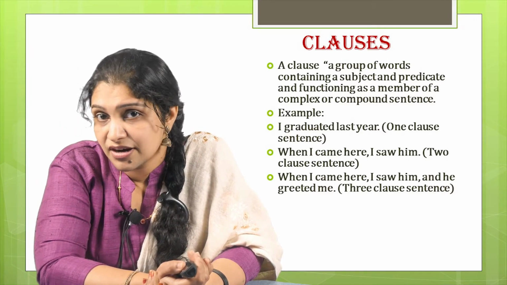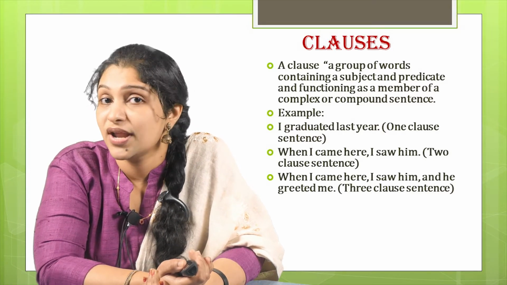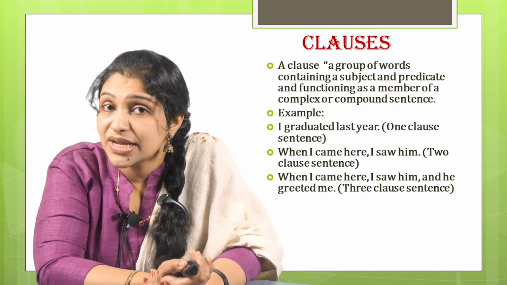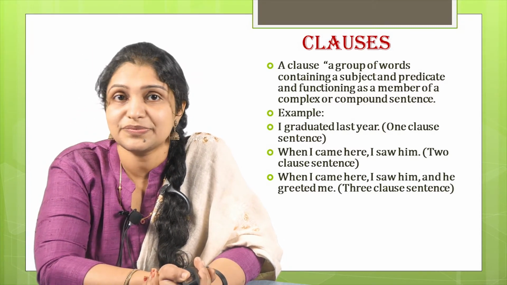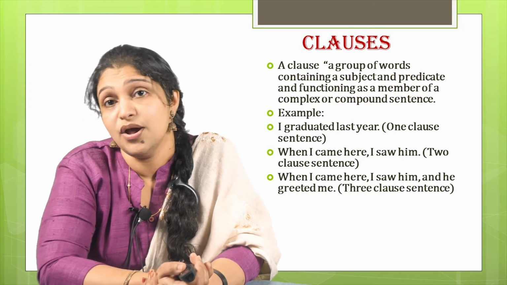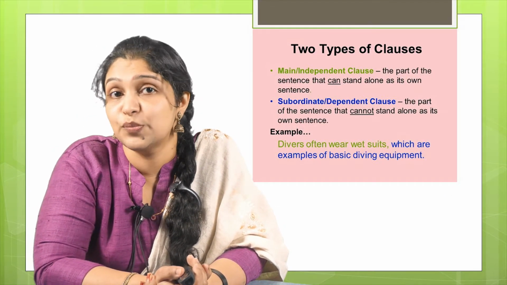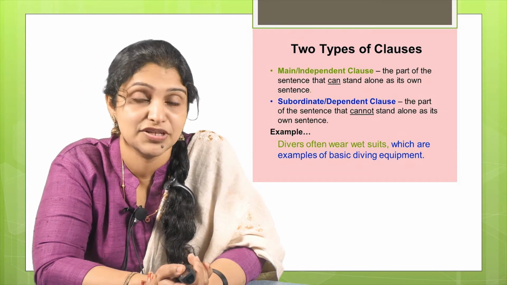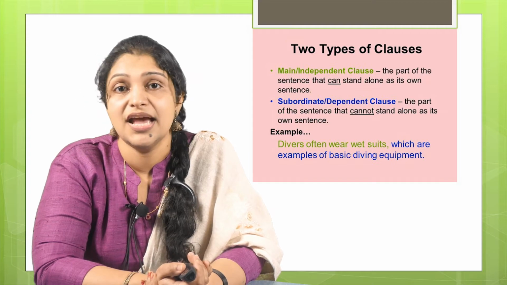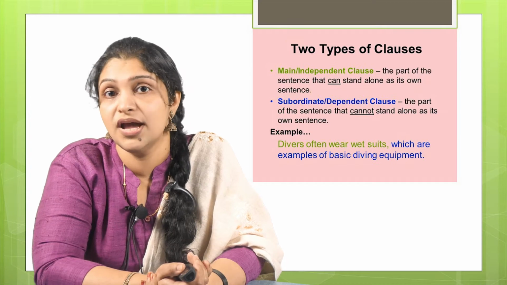When I came here, I saw him and he greeted me. Three clauses. When I came here, one clause. I saw him, the second clause, and he greeted me, the third clause. Clauses are groups of words that have a subject and a predicate. Now, there are two types of clauses, namely independent clauses and subordinate clauses. For a quick definition, independent clauses, from the name itself, it's apparent that it expresses a complete thought and it can stand alone as a sentence.